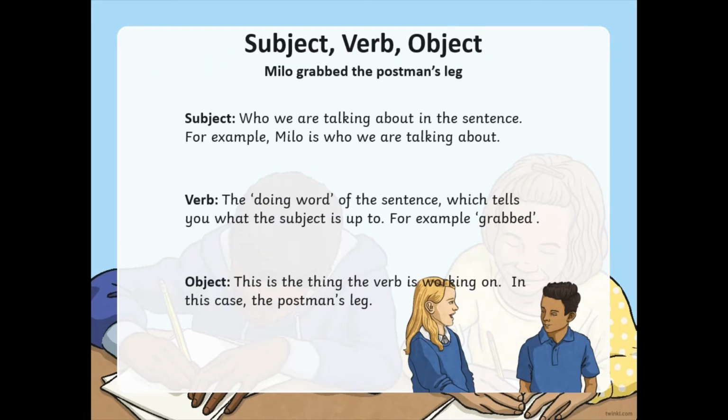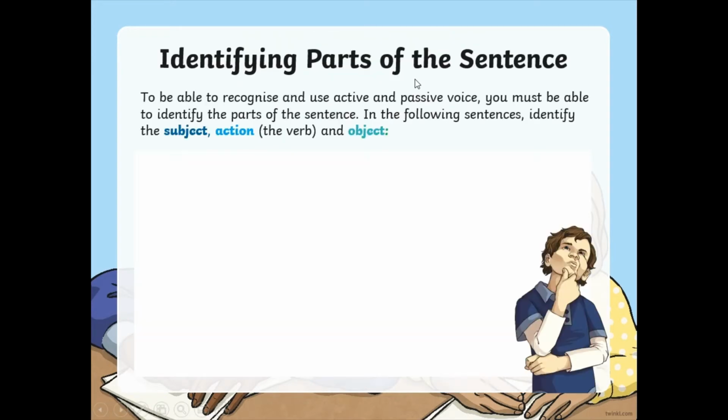Now then, let's look at this one here. Just a quick recap of what a subject, a verb, and an object is. So, Milo grabbed the postman's leg. The subject here is who we are talking about in the sentence. For example, Milo is who we're talking about here. The verb is the doing word, the action word in this sentence, and it tells you what the subject is up to. For example, in this case, grabbed. And then the object is the thing that the verb is working on, in this case, the postman's leg. So I've got subject, verb, object. So this is an active sentence.